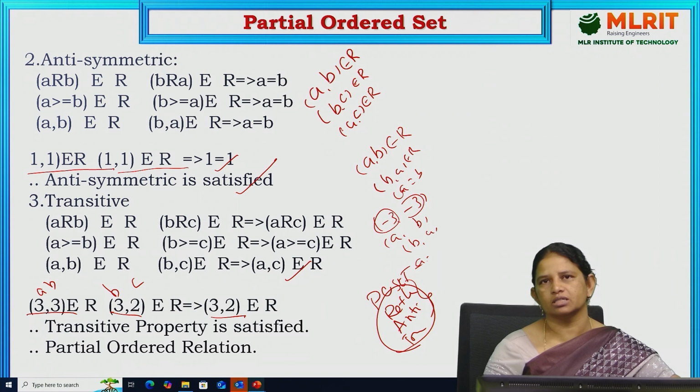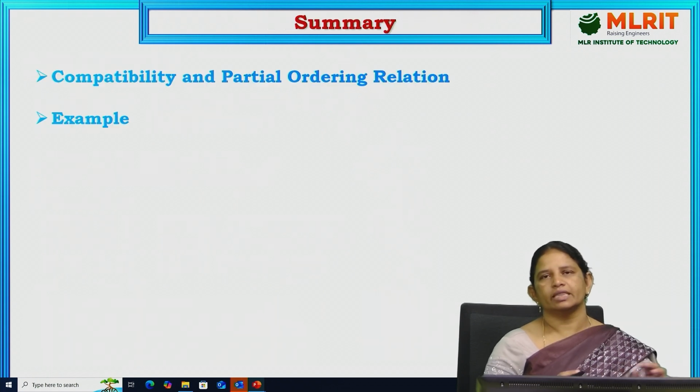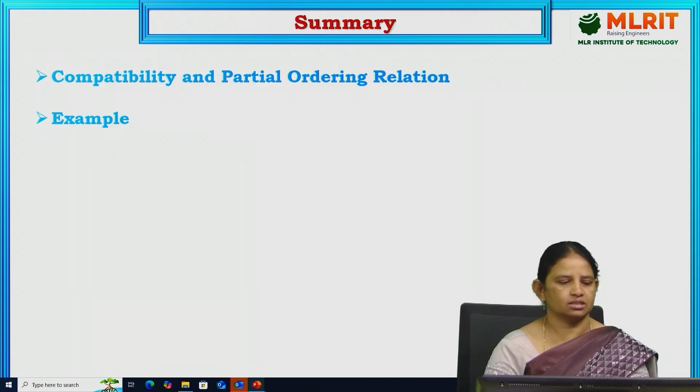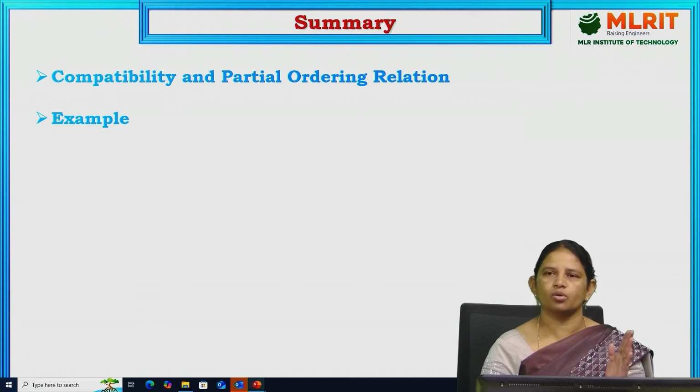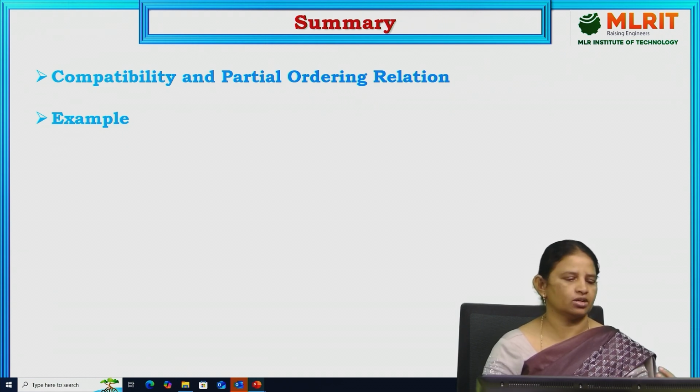So in this video, what we have discussed is what is meant by a compatibility matrix, how to create a compatibility matrix, what the compatibility blocks are, and second, what is meant by partial ordering relation, and we discussed an example of a poset, or partially ordered set.